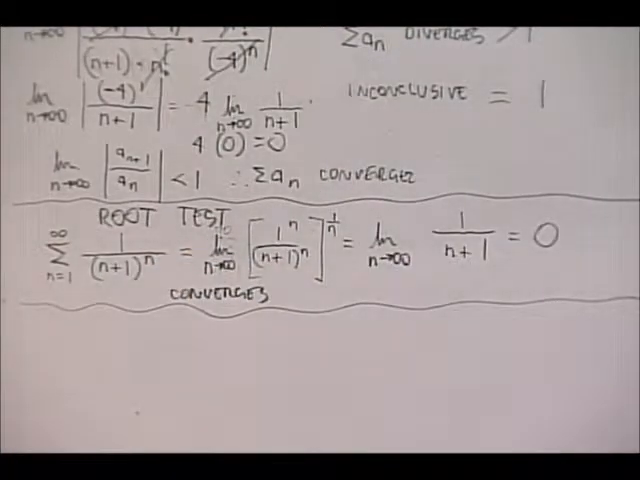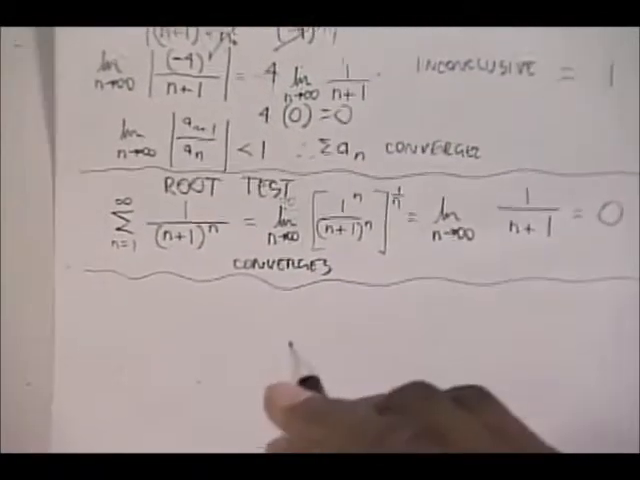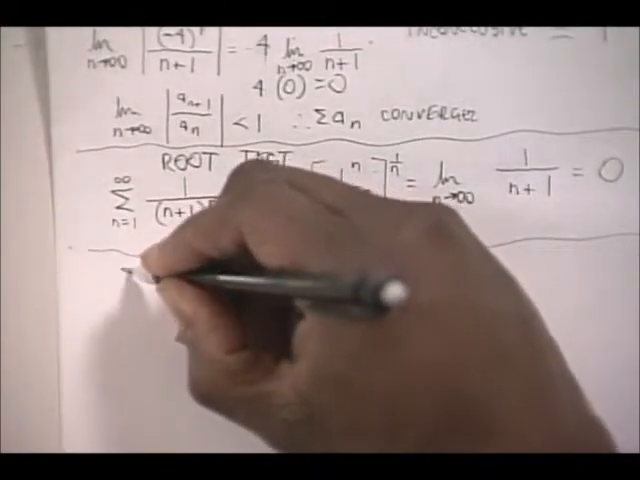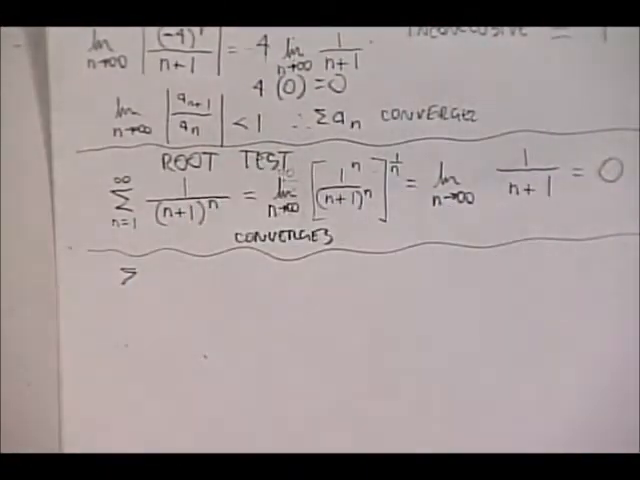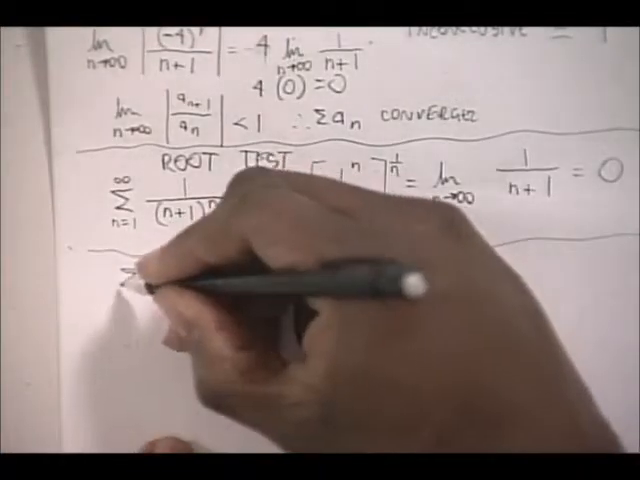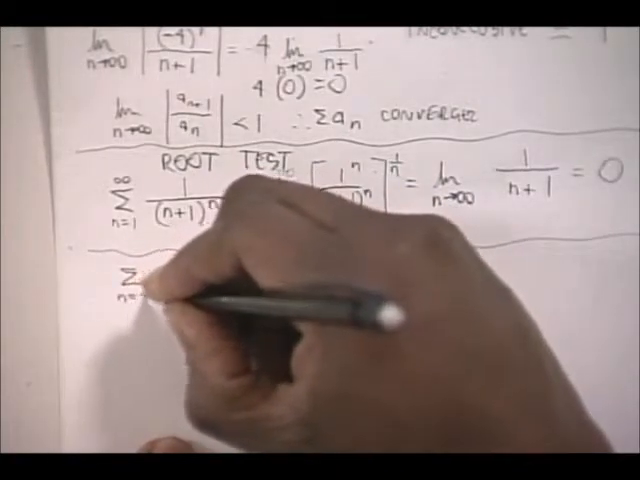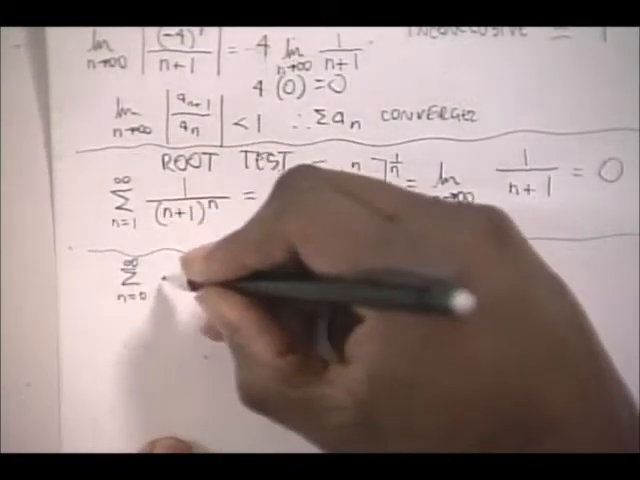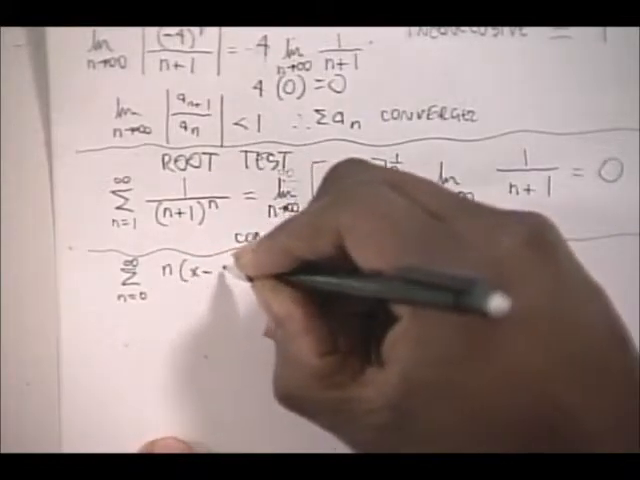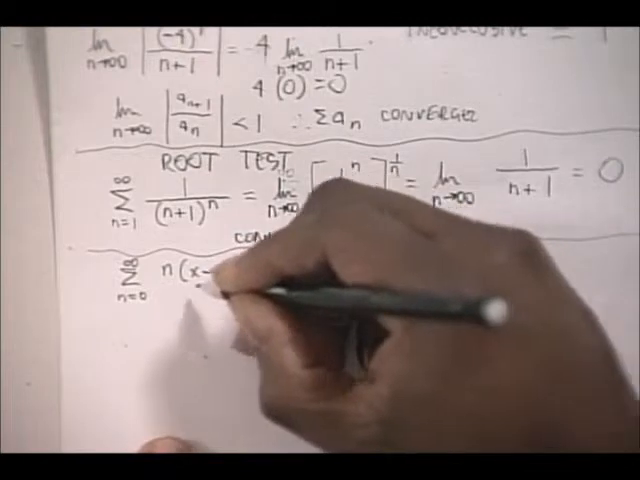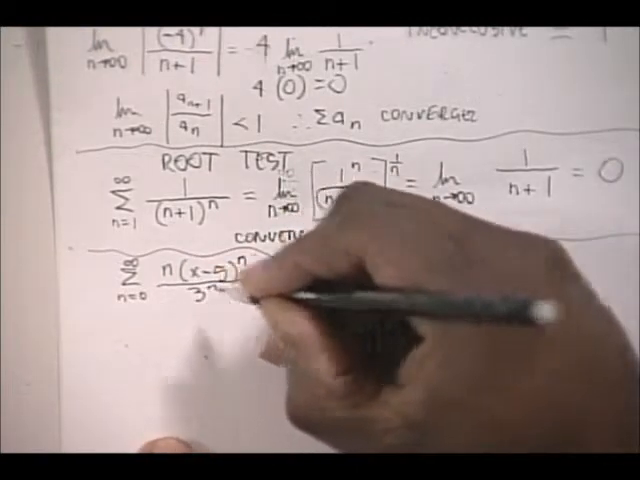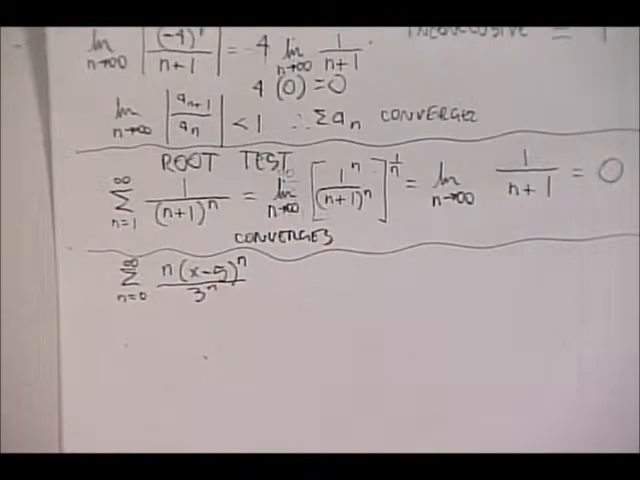Let's take a look at a problem my student had to do with this series. Let's see which one we can do here. Let's do this one. I hope I can finish it. The sum from n equals 0 to infinity of n times (x minus 5) to the n over 3 to the n. They want the radius of convergence.